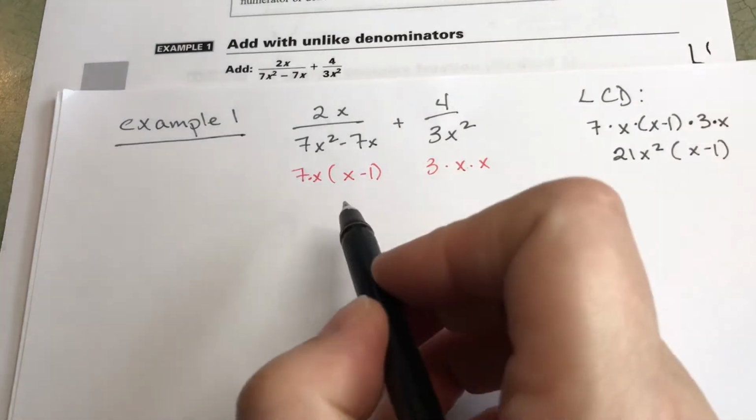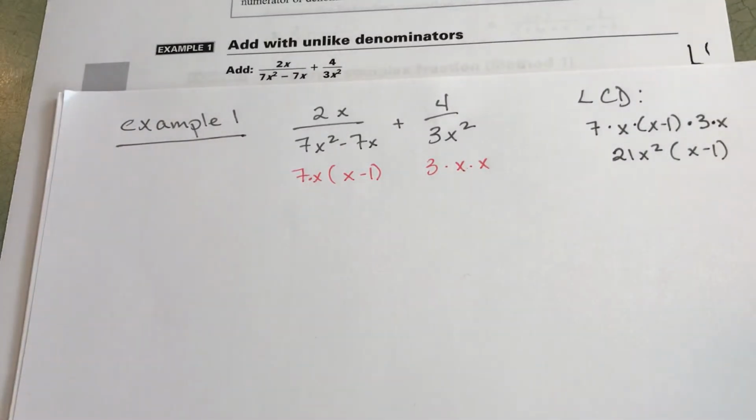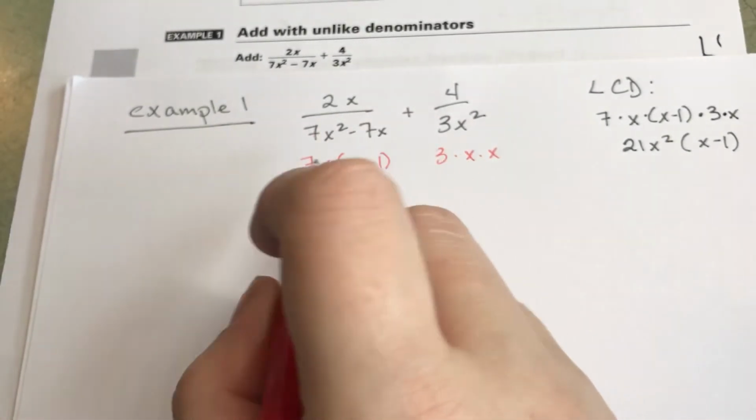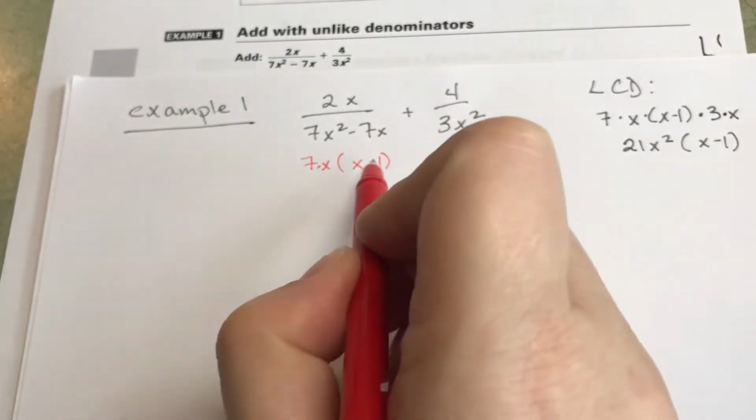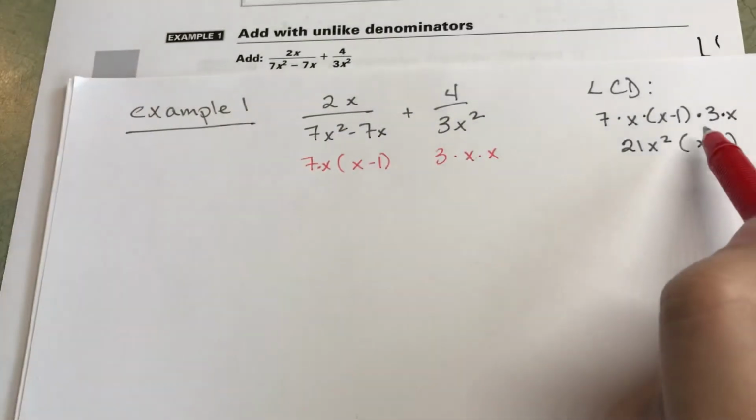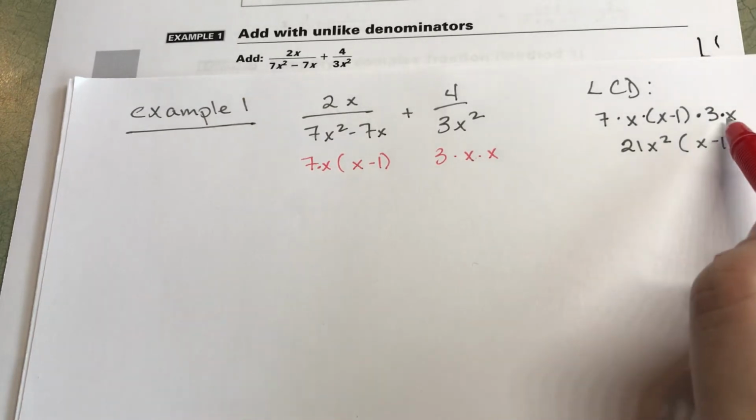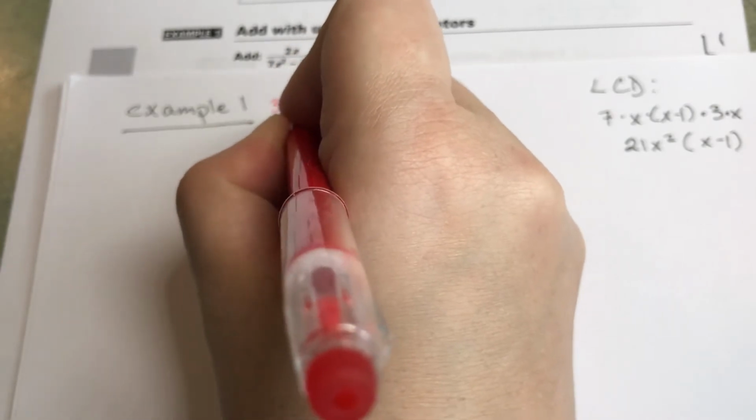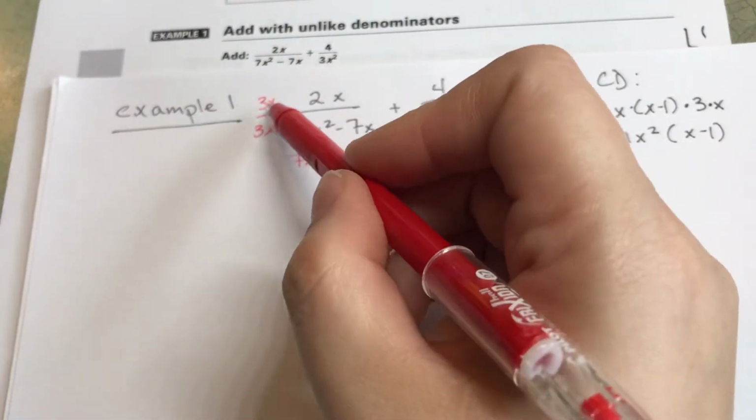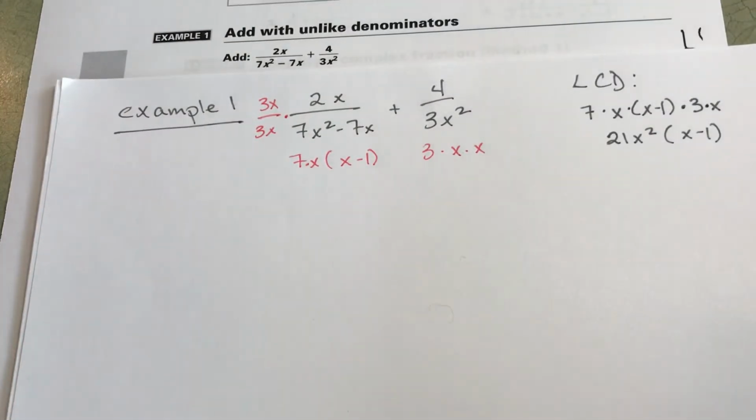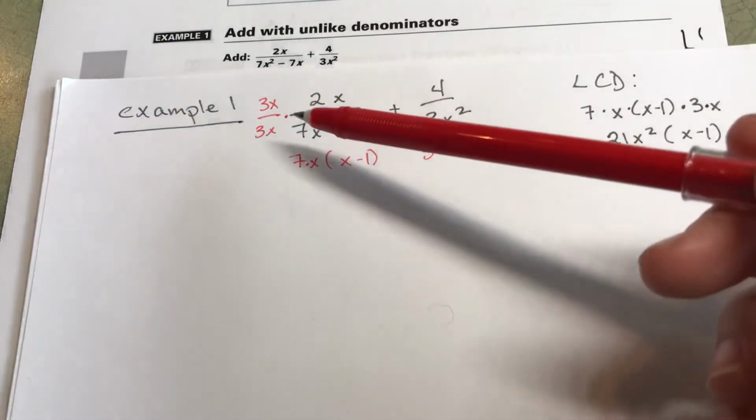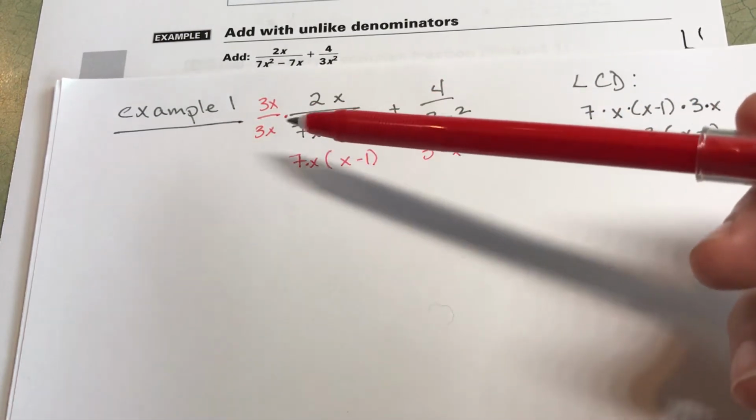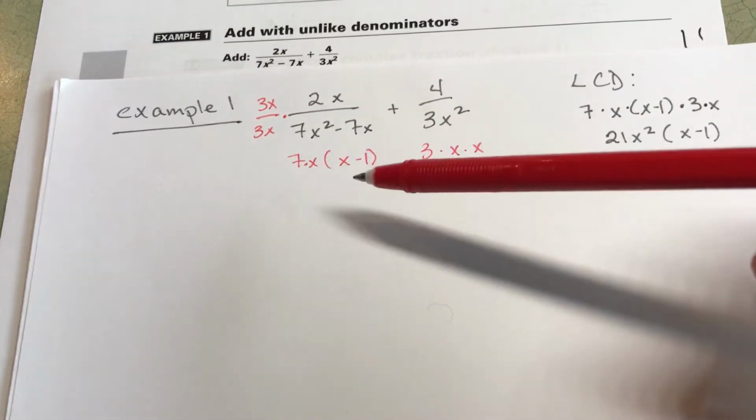Okay, so I have to look at both of my fractions here and figure out what's missing. So from this fraction, I am missing a 3 and an x. So I'm going to multiply this by 3x over 3x. Now remember, again, this is just a fancy way of saying 1. There's nothing here that's going to change the value of this. I'm just multiplying by a fancy 1, which is why I'm allowed to do this.